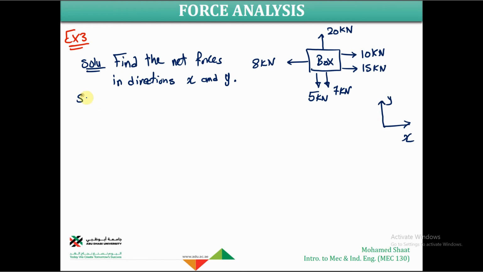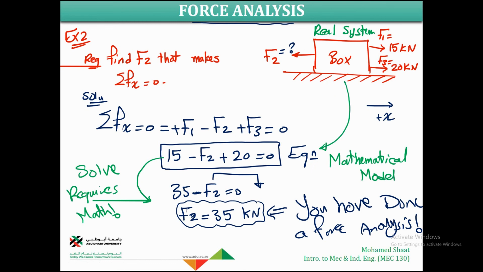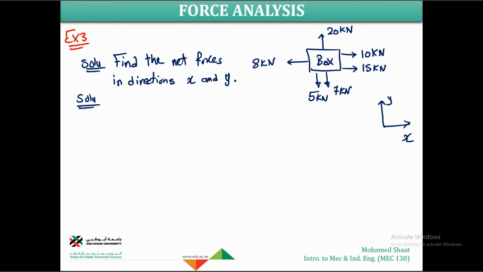The difference between this example and the previous ones is that in those, the box was subjected to some forces, all of them acting along the X direction, or in one direction. Like in this example, all of them right or left, which means horizontal forces. But here we have some forces that are horizontal, and some others that are vertical. What should be the net force along the X direction, which is the horizontal force, and the Y direction?